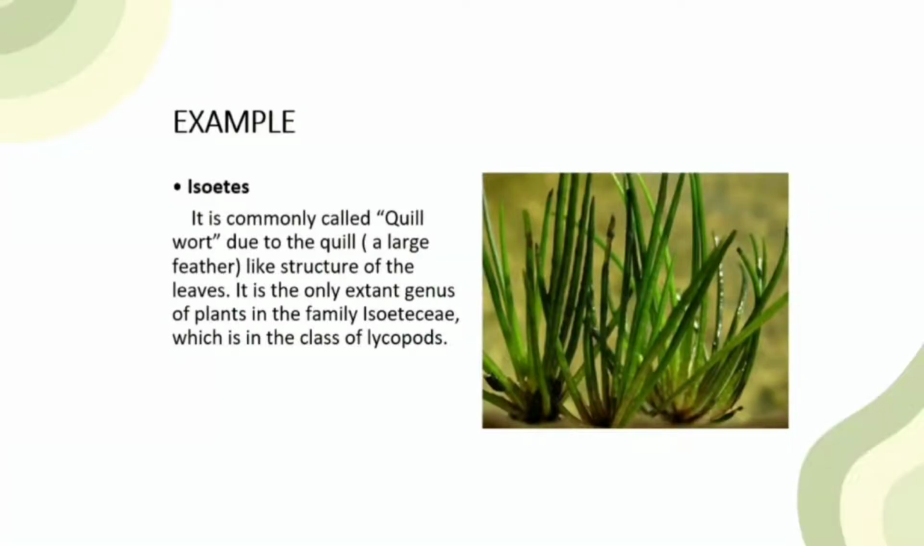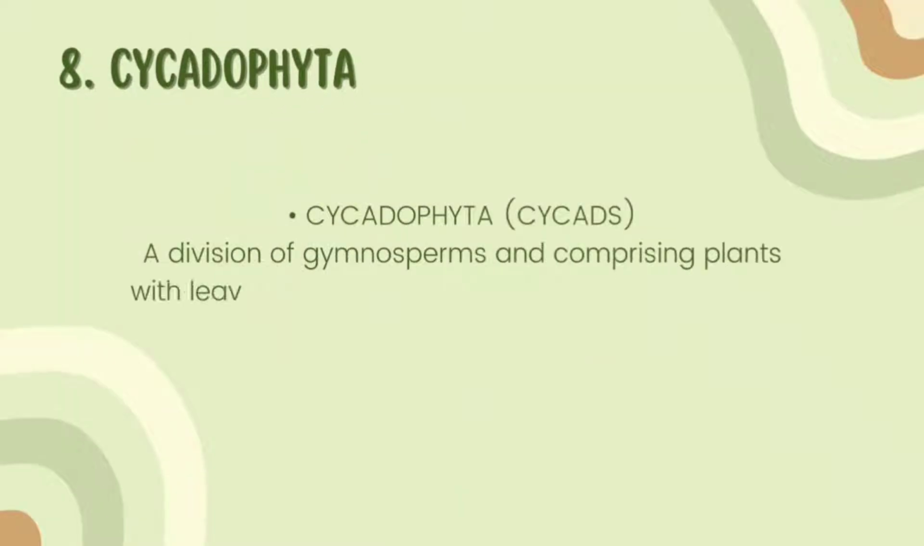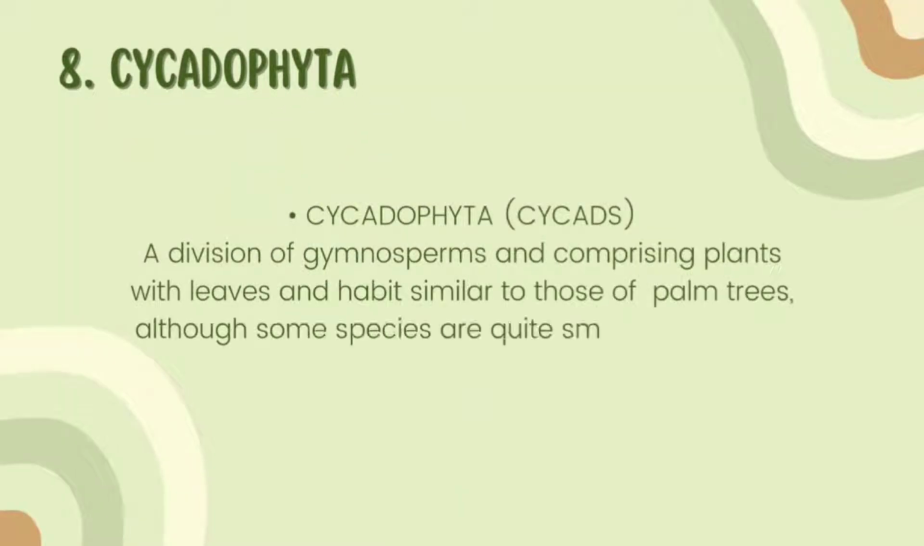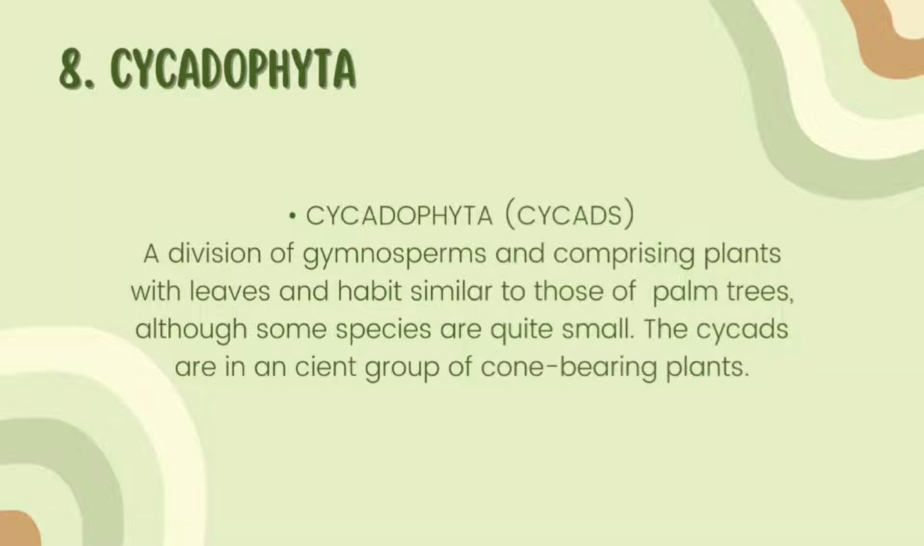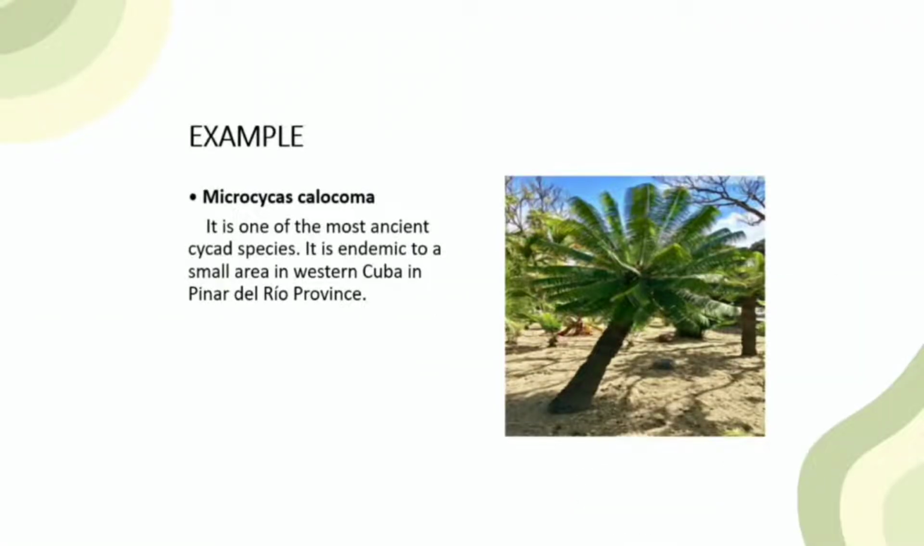The example is Isoetes. 8. Cycadophyta. Cycads are a division of gymnosperms comprising plants with leaves and habits similar to those of palm trees, but some are small. Example, Microcycas calocoma.